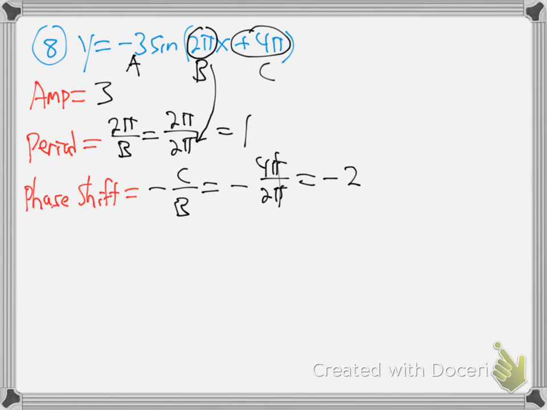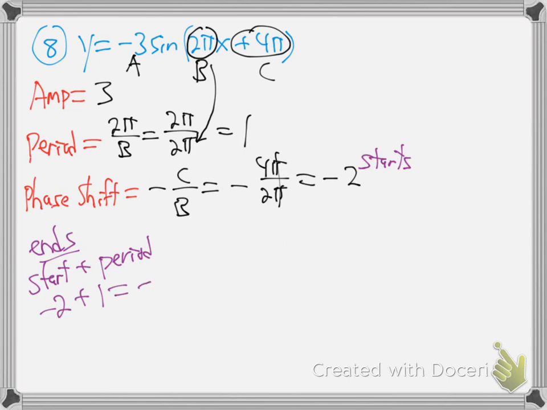Okay, so that's where the graph starts. It starts at -2. And then you need to find out where the graph ends. That's always where it starts plus the period, because the period is how long the cycle is. So where it starts plus how long the song goes for, then you know where it ends. It starts at -2, and the period is 1, so it ends at -1. It's kind of weird. Are we good there?